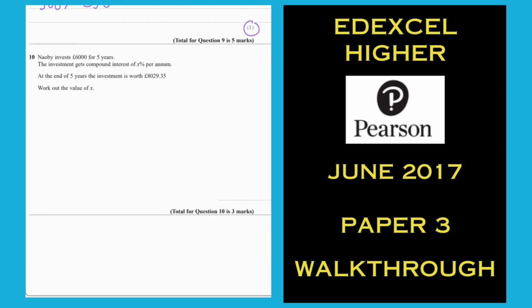Here we've got a typical question, except we don't know the percentage multiplier. So the idea is, there's the capital. I won't call the multiplier x because x is being used for the percentage. I'll just use a y. And it would be y to the power of 5 equals the outgoing value.